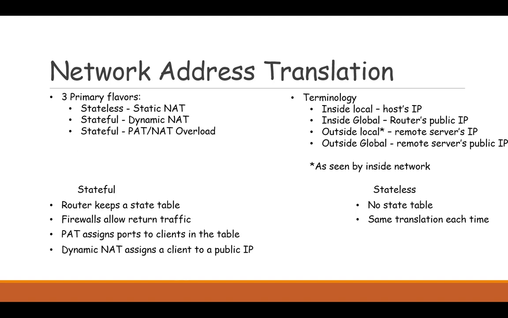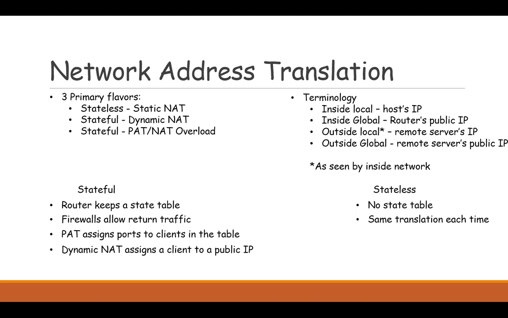Now, network address translation is the saving grace of IP version 4, and is the only reason, in my opinion, that IP version 4 is still around and that more people haven't migrated to IP version 6 yet. With network address translation, there's three main flavors: static NAT, dynamic NAT, and port address translation, which is also called NAT overload, or PAT. With static NAT, you're creating a static entry in the router or firewall, and the traffic is always translated the same way.